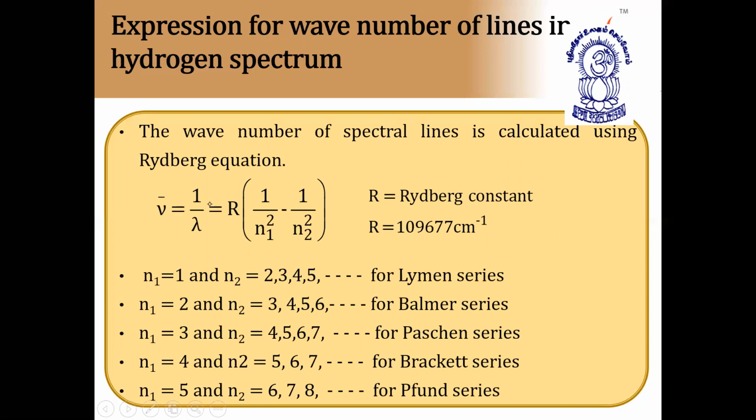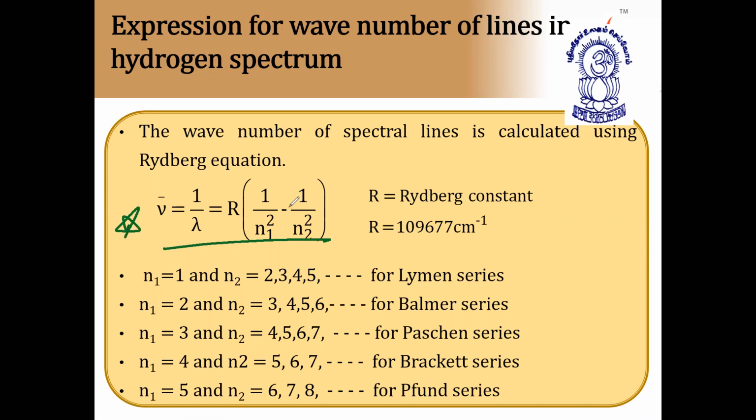Nu bar is equal to 1 by lambda, which is equal to R into (1 by n1 square minus 1 by n2 square). This formula is most important, and problems based on this formula are very important for all competitive exams, whether you are at JEE Mains or NEET or JEE Advanced, anything. So please note down this formula. Wave number is equal to 1 by lambda, which is equal to R into (1 by n1 square minus 1 by n2 square). This formula is very important.